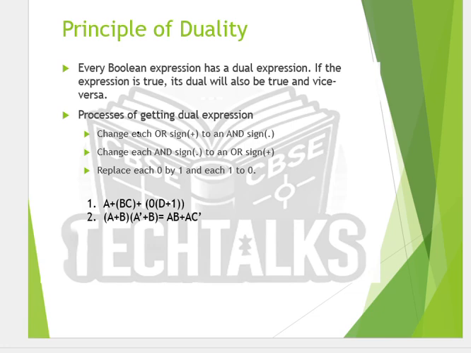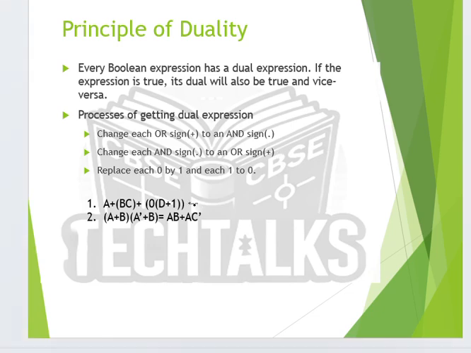You have to change each OR sign to an AND sign. It means convert all the pluses to dots, and change all the AND signs to OR. It means you have to change OR to AND and AND to OR. The last one is to replace each 0 by 1 and each 1 by 0. So this is the rule for duality.